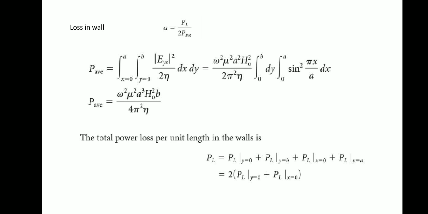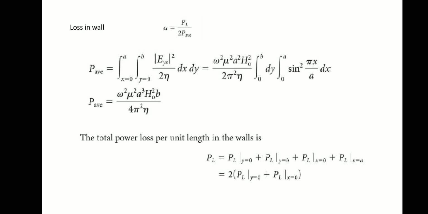After integration and replacing this EY component of the rectangular waveguide, you will get the power average as omega square mu square a cube h0 square b by 4 pi square eta. We need to replace the expression for EY that we studied earlier. So we can replace that expression here, and you will get P average equal to omega square mu square a cube h0 square b divided by 4 pi square eta.